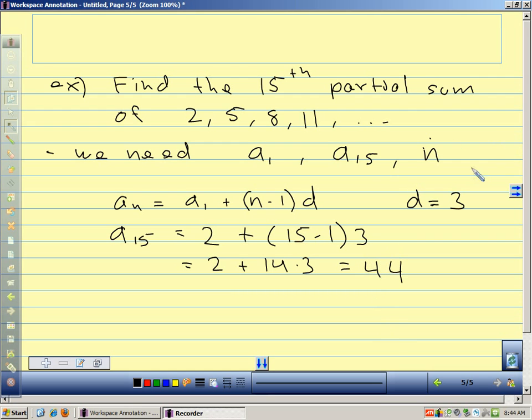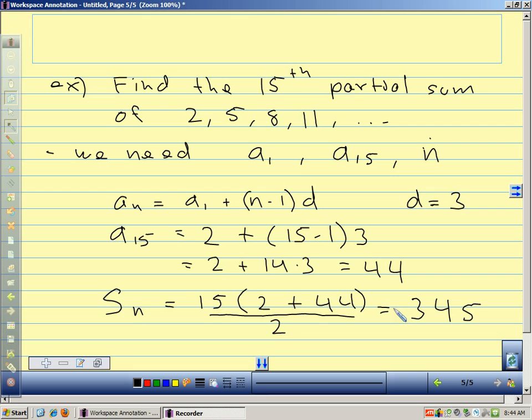So now I have my first term, I have my 15th term. I can plug into my formula. S sub n equals n for our 15th partial sum. What's n going to be for our 15th partial sum? 15. 15 times a sub 1, which is 2, plus a sub 15, which is 44, divided by 2. And if I calculate that out, I get 345.